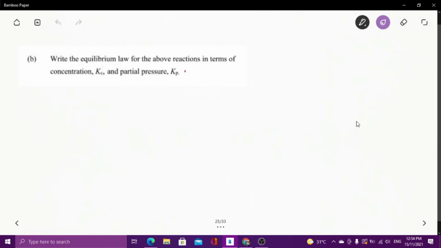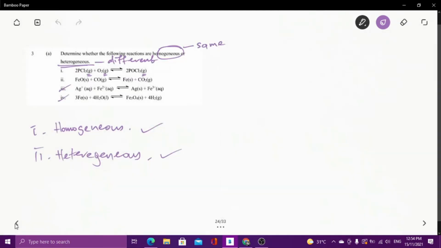Okay, so this question B, they ask us to write the equilibrium law for the above reactions in terms of concentration Kc and Kp. Okay, so tadi kita ada beberapa equation yang kita tengok pada part A ini. Sekarang kita nak tengok equation, kita nak buat dia punya expression of Kc dan Kp. Okay, so saya ambil soalan yang dia punya page yang sama dekat sini sahaja. Okay, so kita boleh nampak. So this is for question 3B.